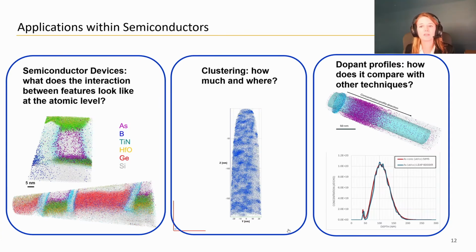We can do things like look at clustering problems. What is clustering and where? And we'll see an example of this here in a little bit, but that might tell you things like how many of your dopants are actually in clusters. And we can look at things like profiles. How is your concentration changing from one region to another?